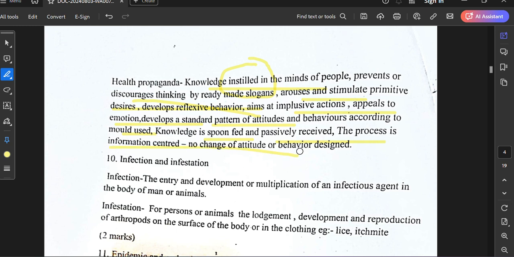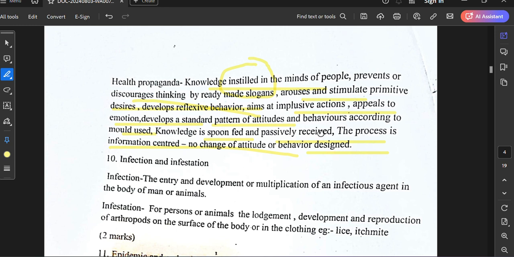This process is information-centered, no change of attitude or behavior designed, because the person will already be having an attitude. In health propaganda, like a motivation class speaking, the attitudes are already in those people. Only for 2 hours they are sitting together with us. Sometimes many of them will be going out of this meeting, sticking on to their attitude only. They won't be using the attitude that we discussed in that 2-hour motivation class. Likewise is the health propaganda.